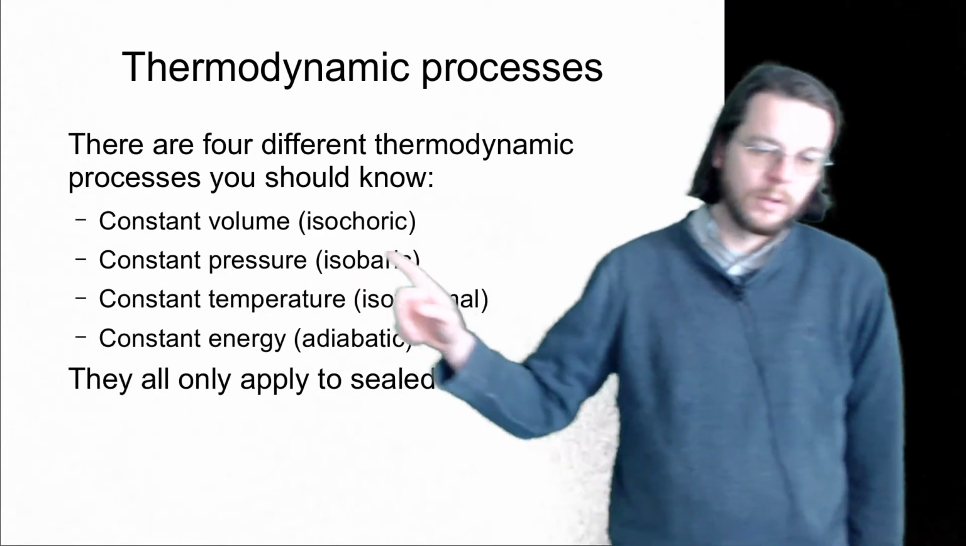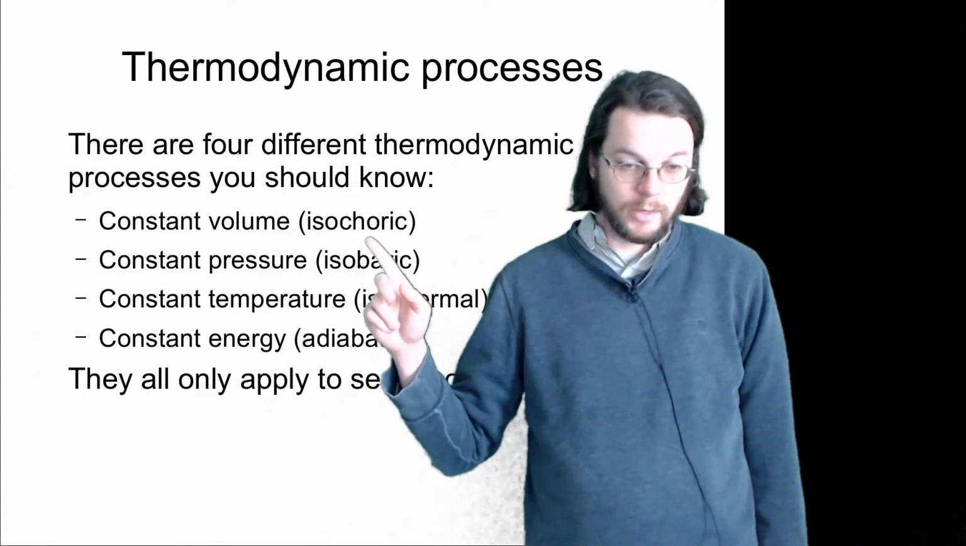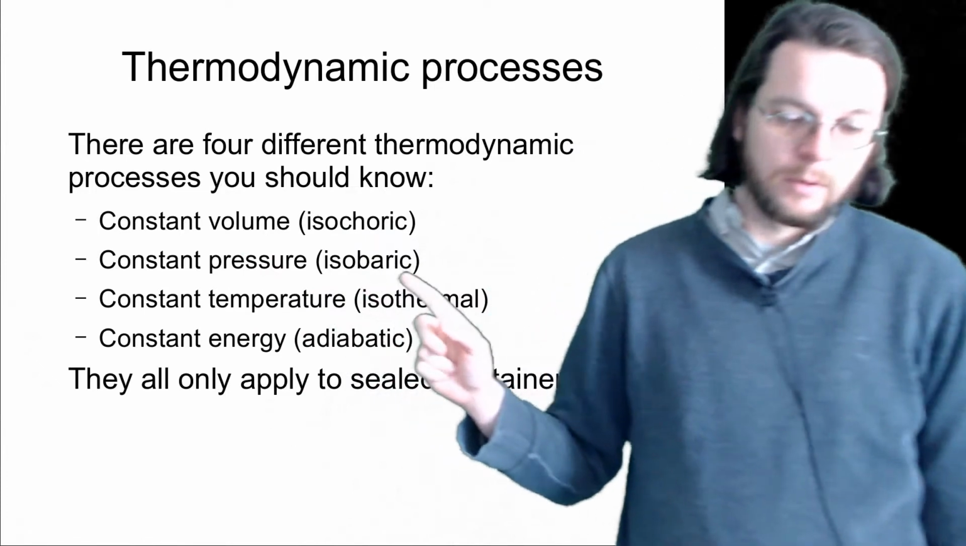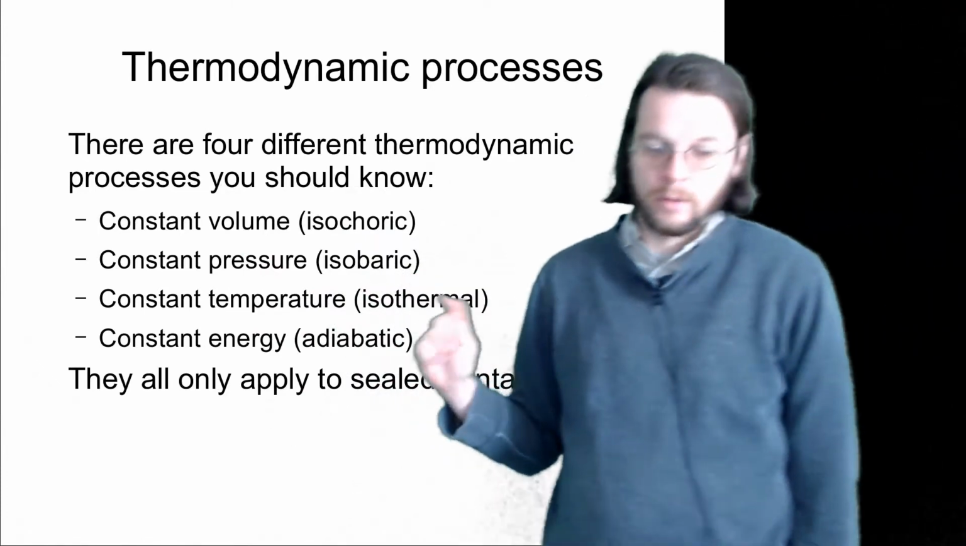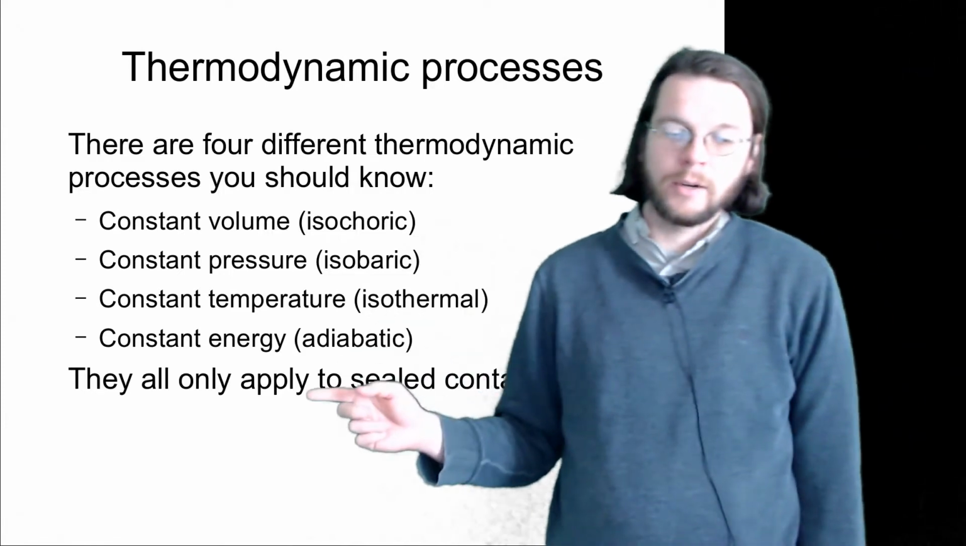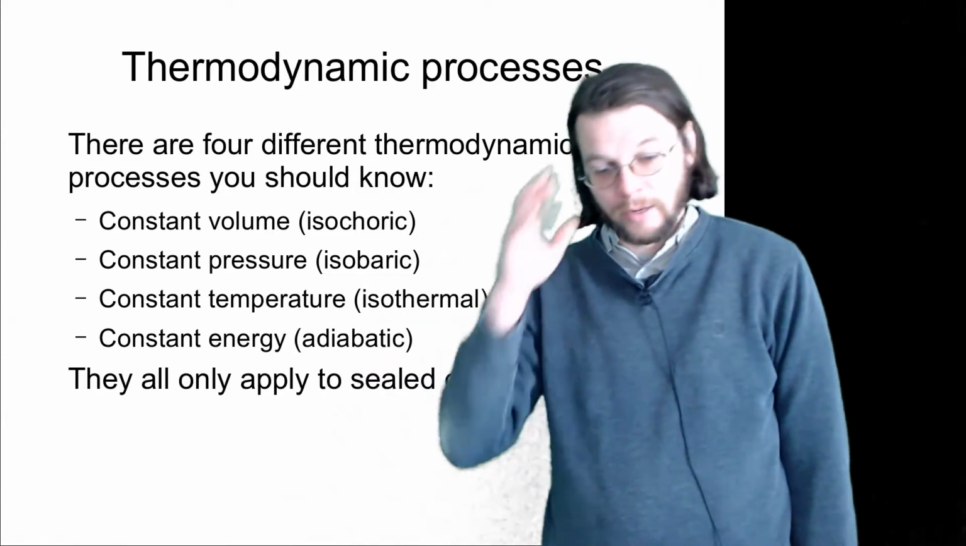So there's constant volume processes, which the $20 word for that is isochoric. Constant pressure processes are called isobaric. Constant temperature is called isothermal. And then constant energy, I don't know why they don't call it isoenergy, but they call that adiabatic.